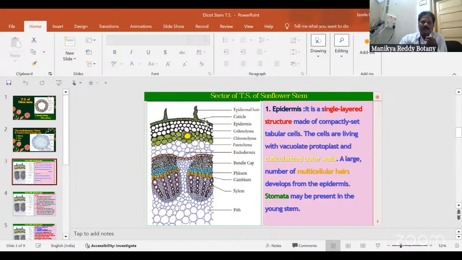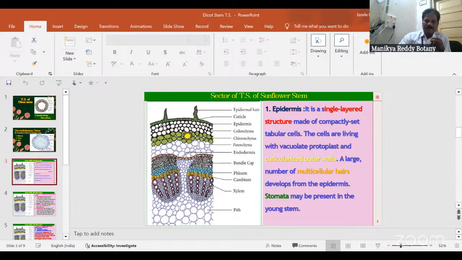These stomata are present only when the stem is young. Generally, epidermis is green in color; in some herbs, you can find chloroplast also. But in some trees and shrubs, you cannot find chloroplast in the epidermis.